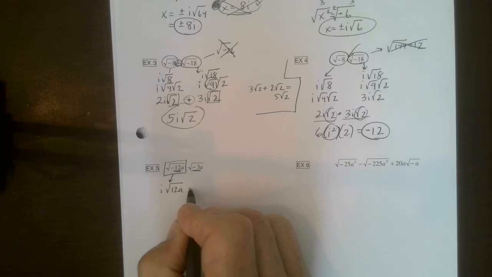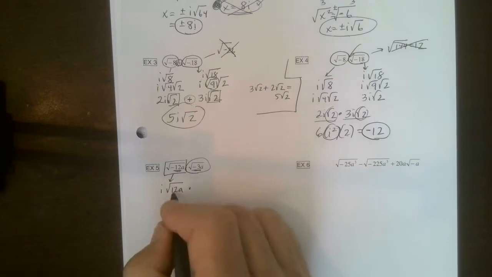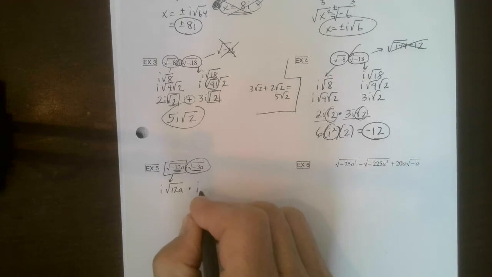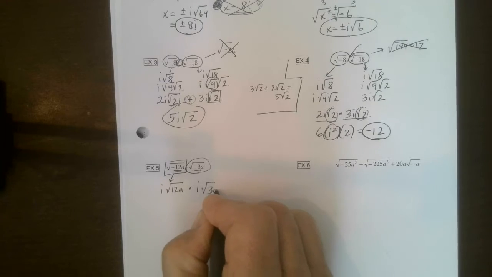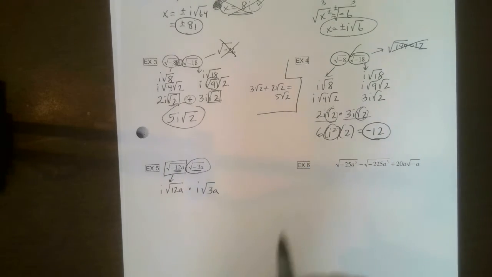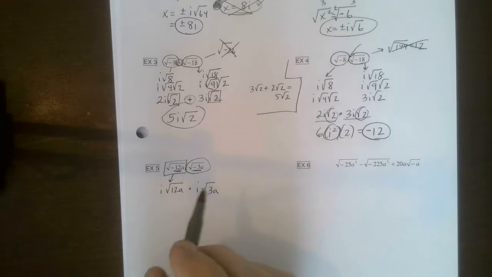Then we're going to do the same thing with this one. I'm just going to tackle this in the same manner I tackled this. i square root of 3a. And why am I doing that in this case? Well, I'm going to show you something.